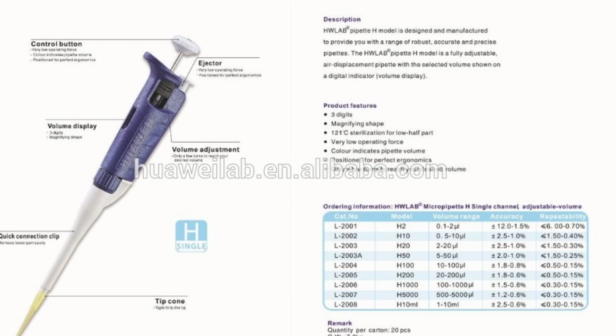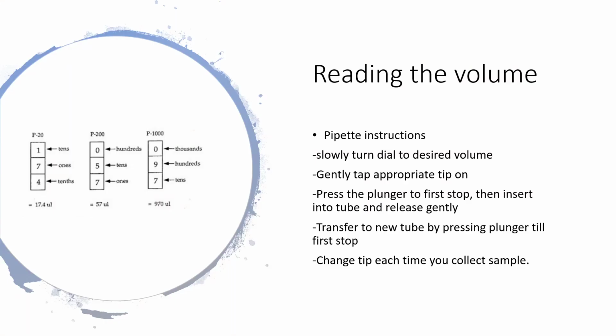Okay, this is a little bit closer view. Nothing too crazy there. So this is, like I was saying, reading the volume. If you look on the left where we have P20, the top number is going to be your tens, the middle one is going to be your ones, and the last one is going to be your tenths. So if you have 174, that means you have 17.4 microliters. We know that because the P20 only goes between 2 microliters and 20 microliters. So if it's 17.4, we know 17.4.